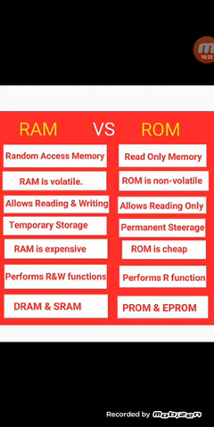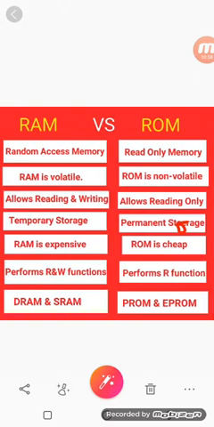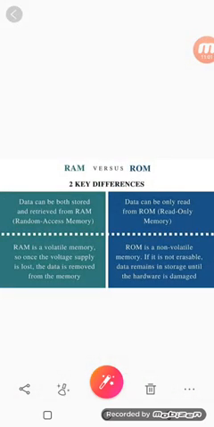RAM performs read and write functions, as I told you above, and ROM only performs the read function. There is no write function in ROM. And in the end, two examples are given for RAM: DRAM means dynamic RAM, SRAM means static RAM. And for ROM, two examples are also given: PROM, programmable ROM, and EPROM, electrically programmable ROM. So this is the difference between RAM and ROM. You should know the difference between RAM and ROM.